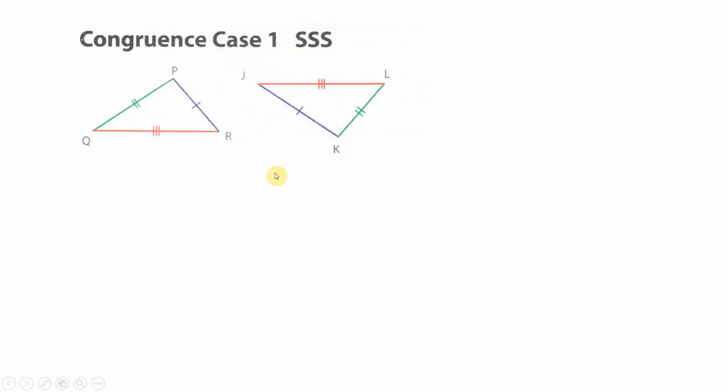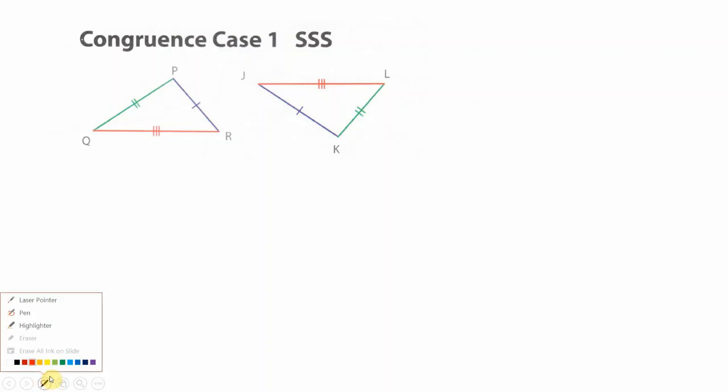Now, there are four cases that will be sufficient to be an indication that two triangles are congruent. The first one is if all the sides of the one triangle match all the sides of the other triangle. That is sufficient as a condition for congruency.